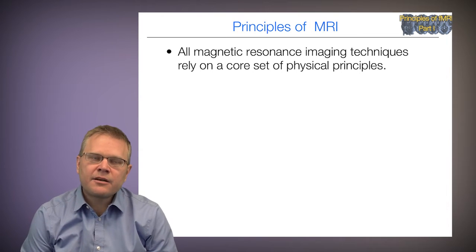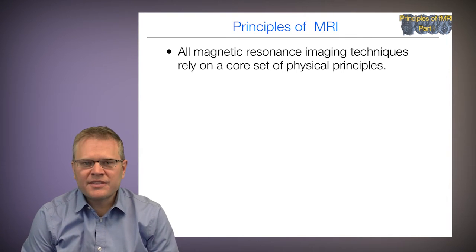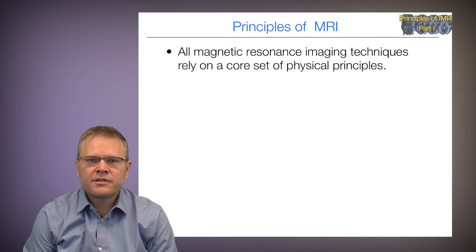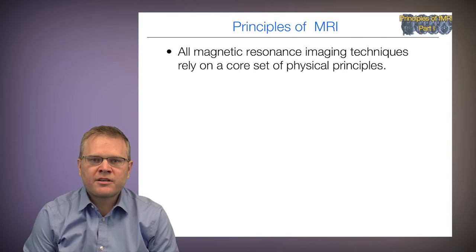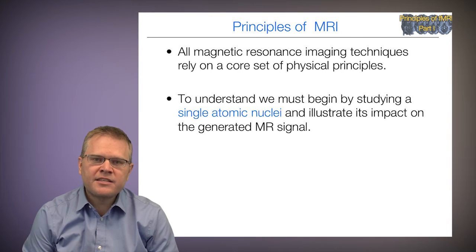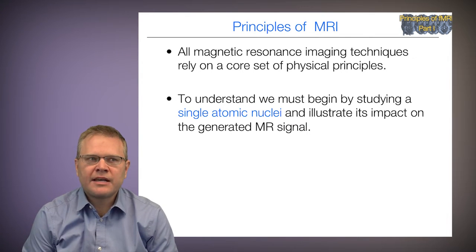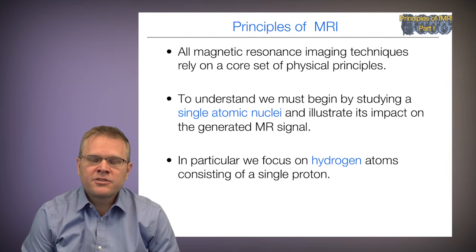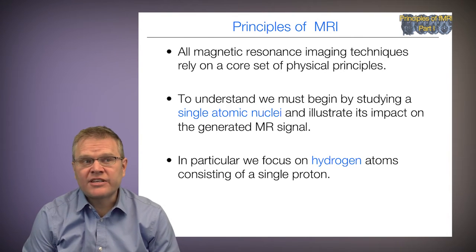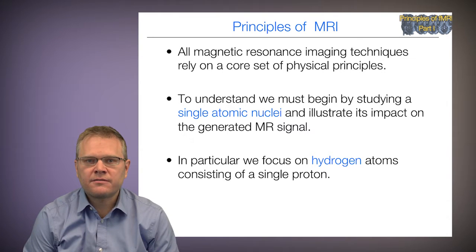So all magnetic resonance imaging techniques rely on the same core set of principles, and these are the ones that we're going to try to cover now. To understand these core principles, we have to begin by studying a single atomic nucleus and illustrate its impact on the generated MR signal. In particular, we focus on hydrogen atoms consisting of a single proton. So these are hydrogen 1 atoms.